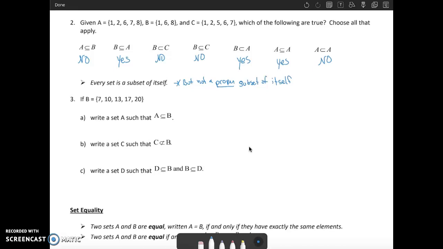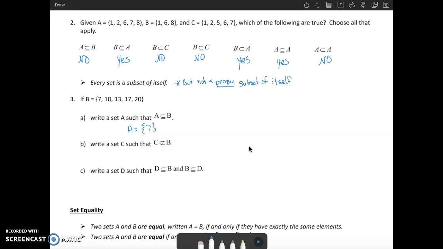Okay, so let's see. If B equals the set of elements 7, 10, 13, 17, and 20, Part A says, write a set such that A is a subset of B. So we have lots of options here. I just want to write one set A so that it's a subset of B. So I'm going to say A equals... I just need to write down some set so that every element in it is also in B. So maybe I just make it the set of the element 7. That would work. 7 is in A and 7 is also in B.